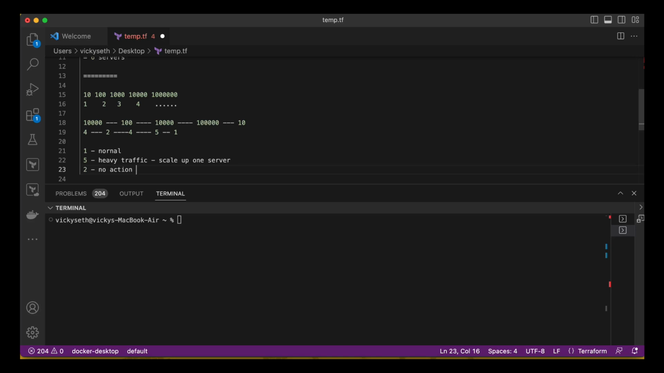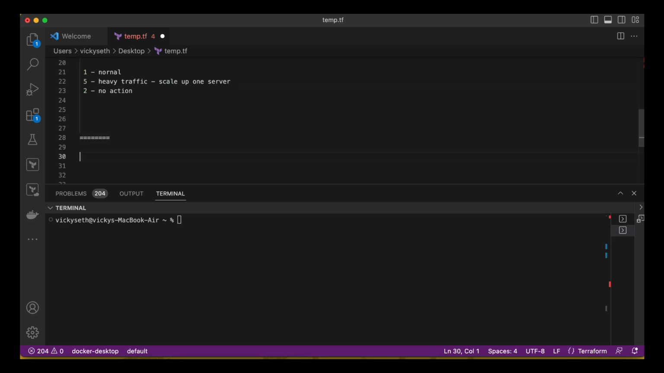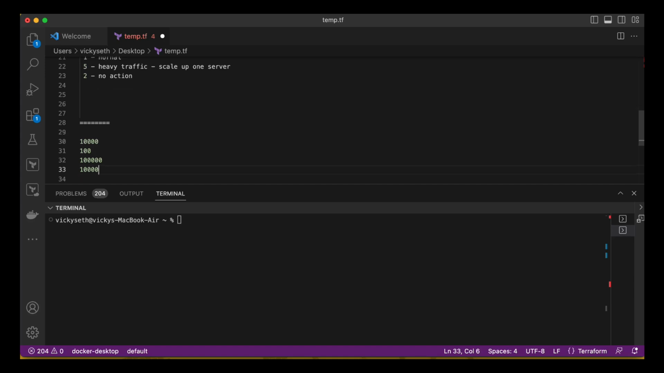Let me give you one more scenario. Let's suppose I have an antivirus system installed and I'm getting hits. Let's suppose there is a brute force attack, and external requests are coming to my system. In a day there are 10,000 requests coming. The second day there are 100 requests. The third day there are 1 lakh requests. The fourth day I have more than 1 lakh requests coming to my system.